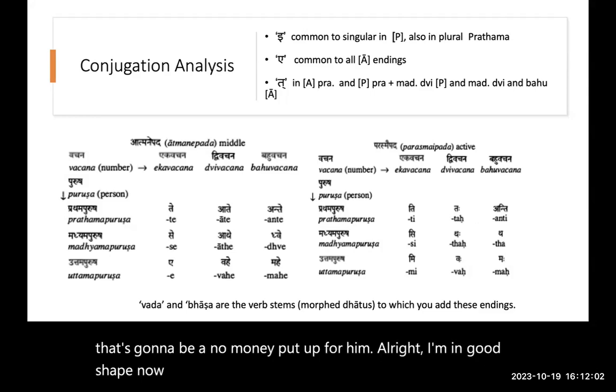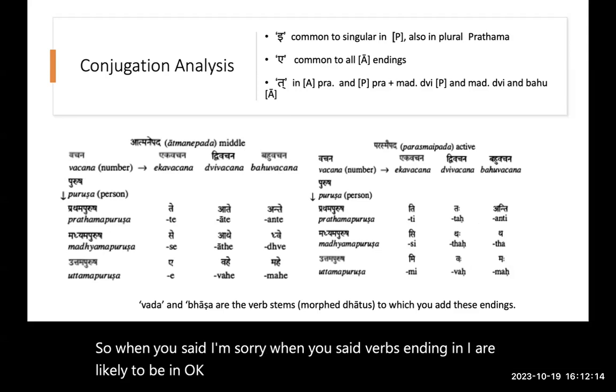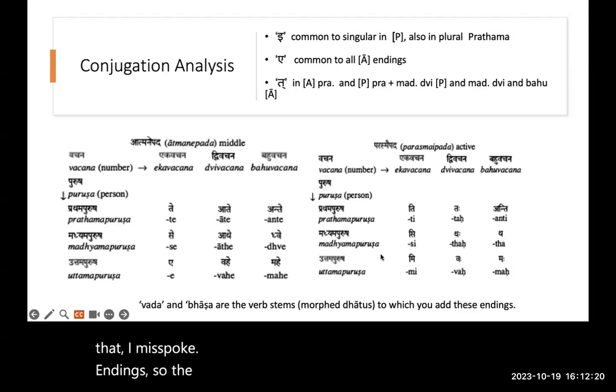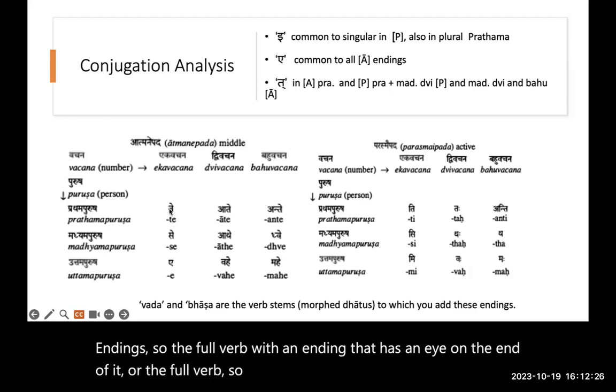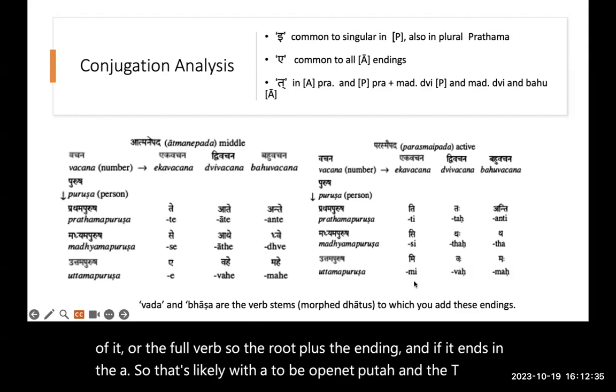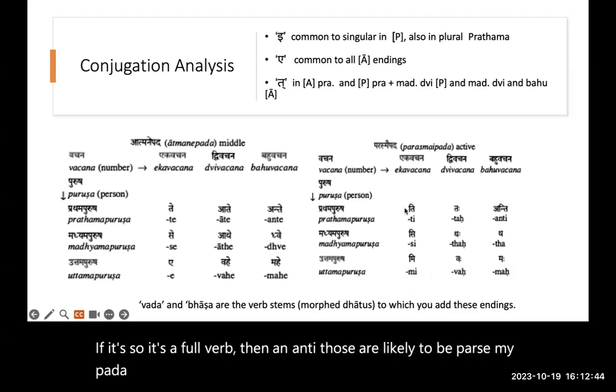Now, Dr. Owen, yes. Is verb class one also... so when you said verbs ending in i are likely to be... okay, hold on. If you heard that, I misspoke. So the full verb, the root plus the ending, if it ends in e, then it's likely to be Atmanepada, and if it ends in ti or anti, those are likely to be Parasmaipada, particular Parasmaipada indicative.